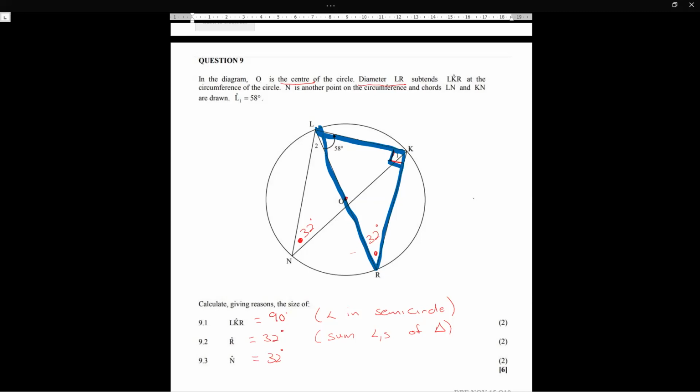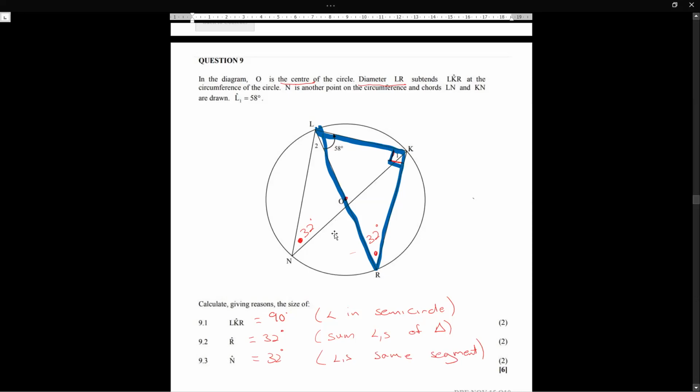Angles in the same segment, sir. Oh, yes, that one. Angles in the same segment. So he would have lost his mark for the reason. Can you see that? A very simple question.